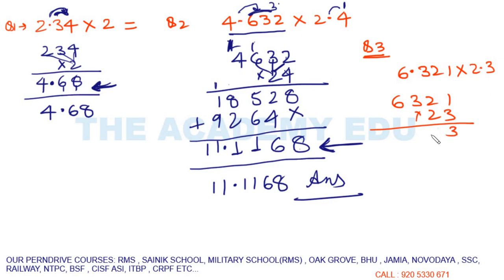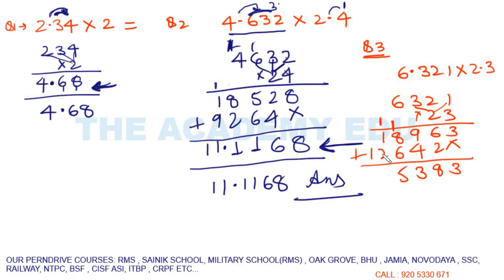Now multiply it. 3 1 ja 3, 3 2 ja 6, 3 3 ja 9, 6 3 ja 18. Now cut it. Now multiply by 2. 2 1 ja 2, 2 2 ja 4, 3 2 ja 6, 6 2 ja 12, right? Now add them. 3, 6 plus 2, 8, 9 plus 4, 13, 1 carry over, 8 plus 1, 9, 9 plus 6, 15, 1 carry over, 2 plus 1, 3 plus 1, 4, and this 1 will come here.